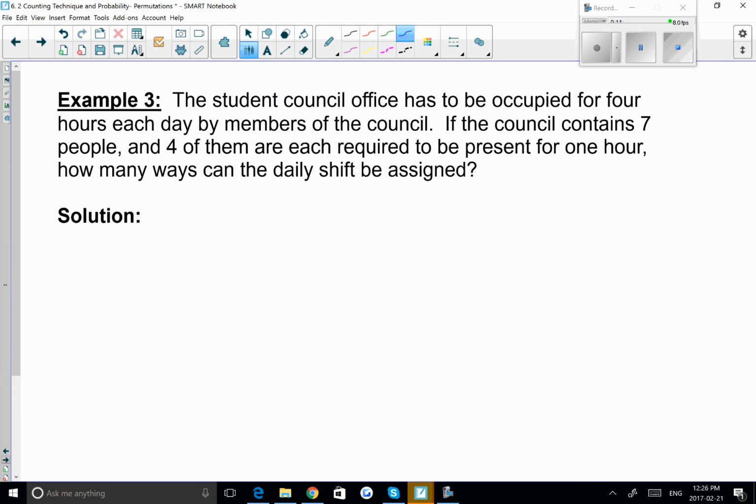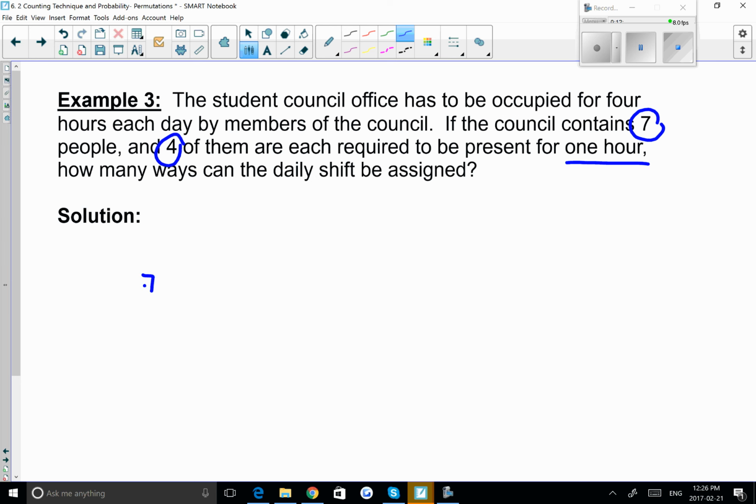Another example. The student council office has to be occupied for 4 hours each day by members of the council. If the council contains 7 people and 4 of them are each required to be present for 1 hour, how many ways can the daily shift be assigned? So we have 7 people, 4 of them are required. The schedule is important. You want people to show up for their hour. That's why order is important.